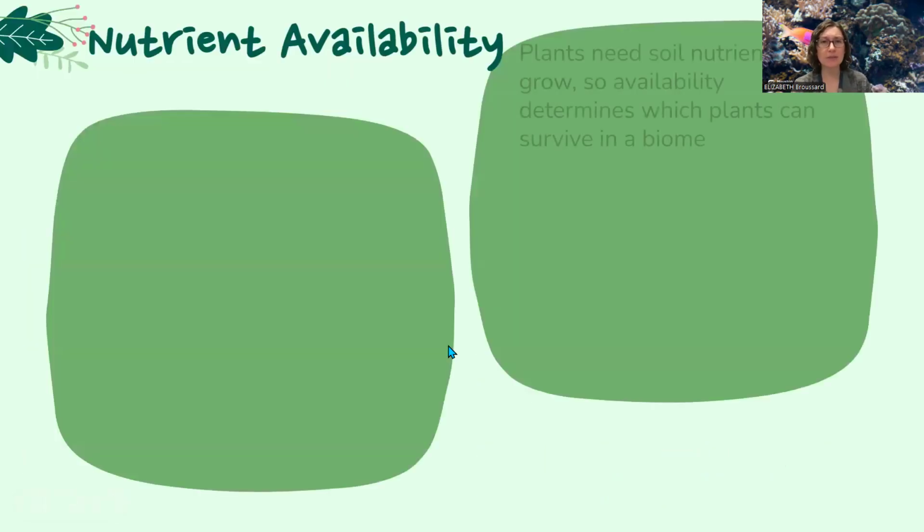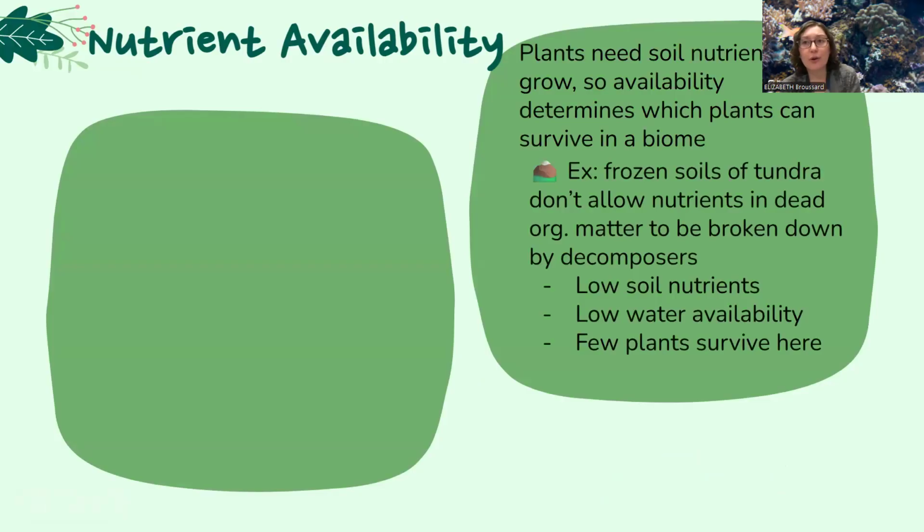So in general, we talked about this briefly as we were going through our slides. Nutrient availability is going to essentially vary based on what that climate or what that biome is. Okay, plants need soil nutrients in order to grow. So availability is going to determine what plants are there. For example, we talked about the tundra, which has frozen layers of soil, permafrost, which means very, very low levels of nutrients. Therefore, we're going to have plants that are specially adapted where they can survive when there's low soil nutrients and low water.